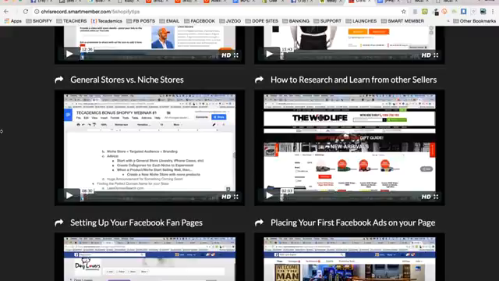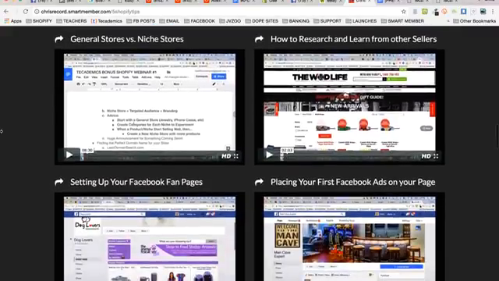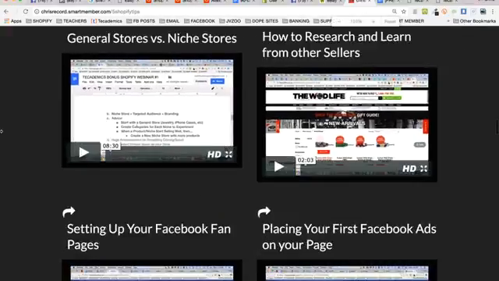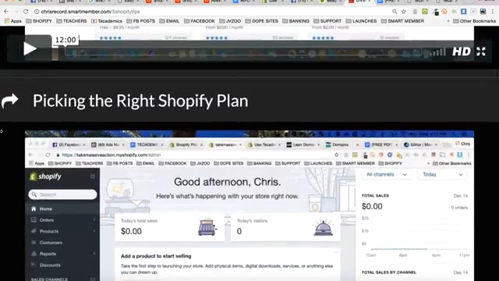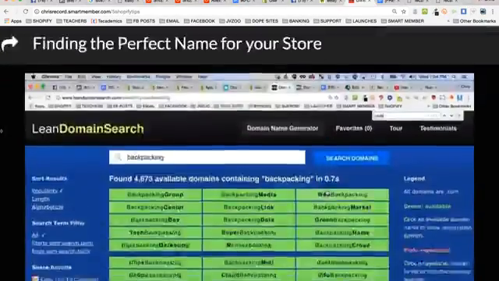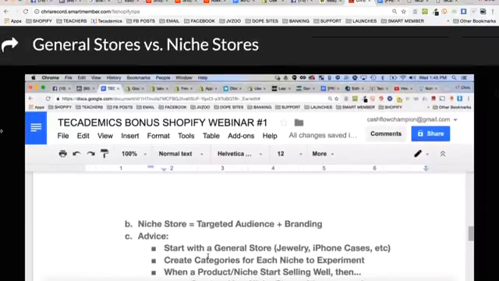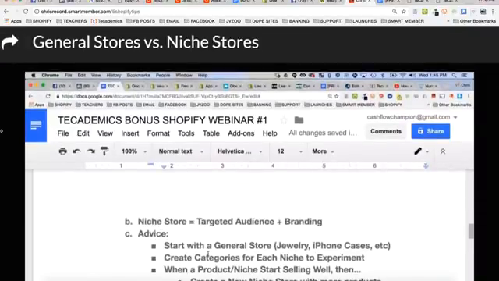You could actually build up a pixel on a general store, a huge pixel that focuses on buyers, that optimizes for buyers, and then you could take that pixel and cross it with other niches. So it could actually be a benefit to you to have that store, the pixel firing on their store. So don't be afraid. Don't be afraid of anything. When you're a beginner, just take action. Look, general stores versus niche stores.